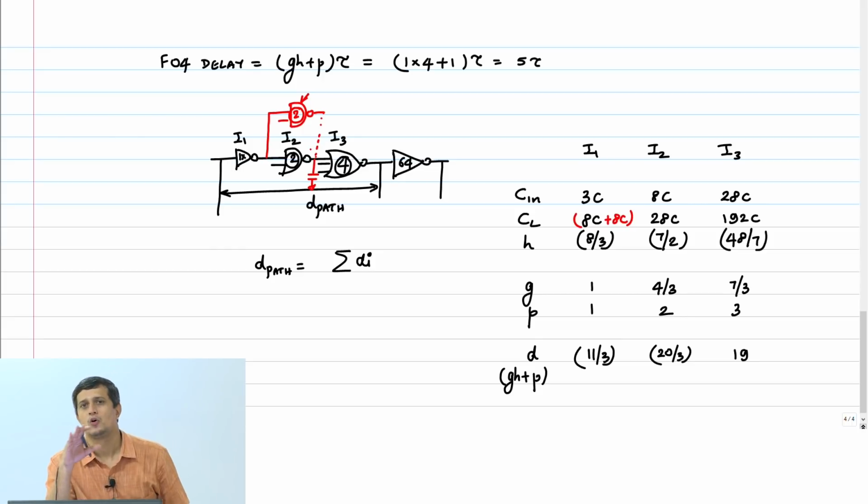Any questions till now on logical effort, on delay calculation, path delay calculation? Because this is very important for us to proceed into the next part of this module. So anyway, you don't have to worry because these concepts will get reinforced again and again. We will keep coming back to this as we go on.